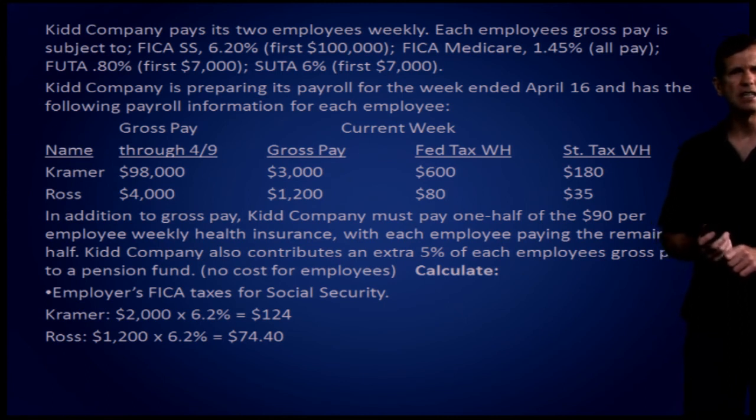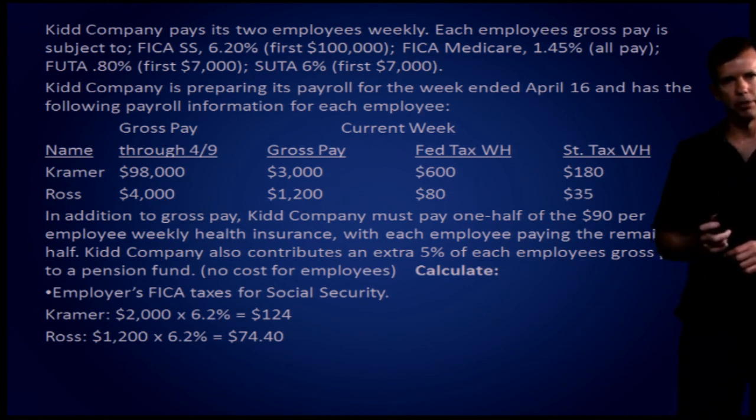Employers' FICA taxes for Social Security. Well, this is really simple. The employer matches what the employee put in. So you can see that this screen is exactly the same as that previous screen where we calculated the employee's FICA taxes for Social Security. 124 for Kramer, 74.40 for Ross.